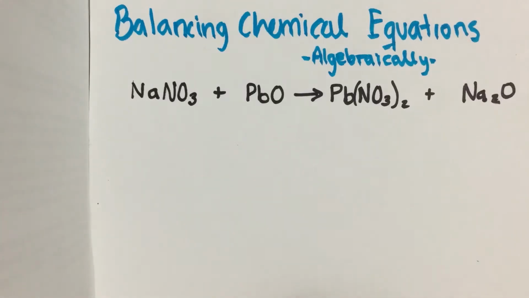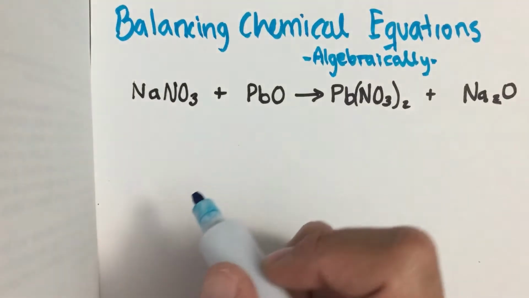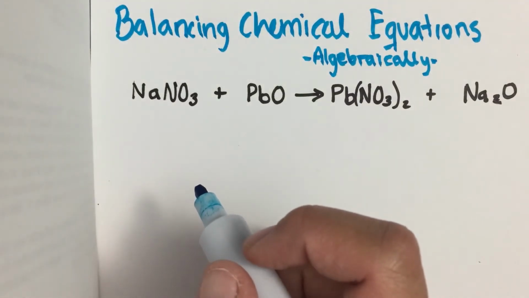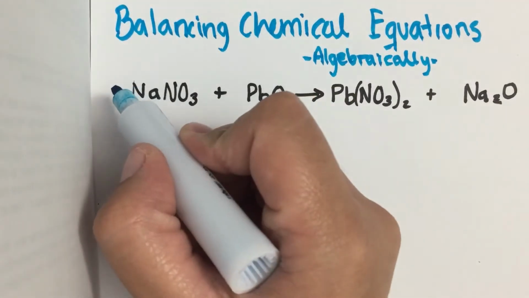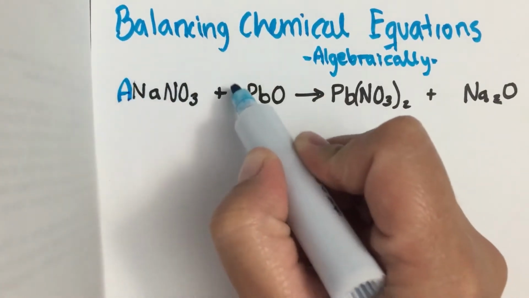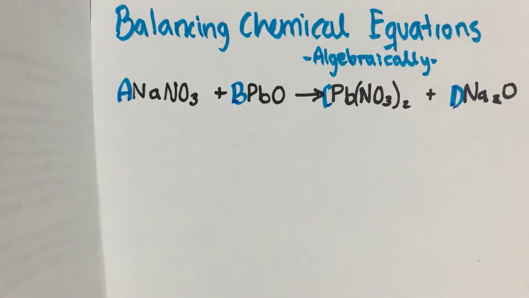All right, to balance a chemical equation algebraically, this is a method that can be used. It involves a lot of math, basic algebra, but it will get you on a straightforward path to the answer to balancing this chemical equation. So the first step is to place a coefficient next to each of the compounds you have. So, for example, this would be A, this would be B, this would be C, and this would be D.